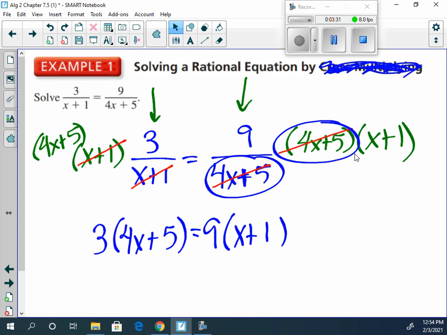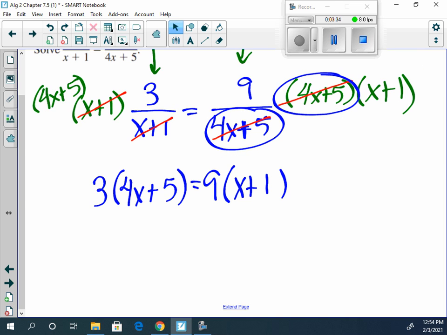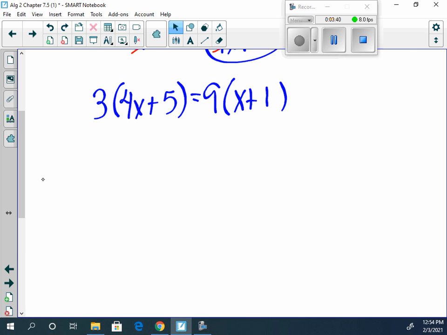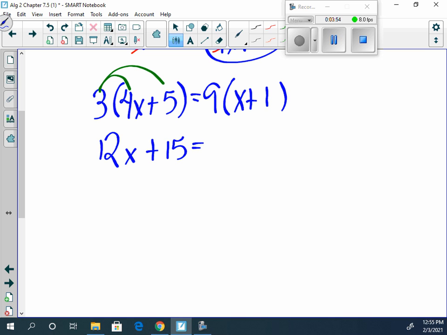Okay. Now we just need to find the value of x. We need to distribute. Well, 3 times 4x is 12x. 3 times 5 is plus 15. We can do the same thing to the other side. Distribute the 9. 9 times x is 9x. Plus 9 times 1 is 9.